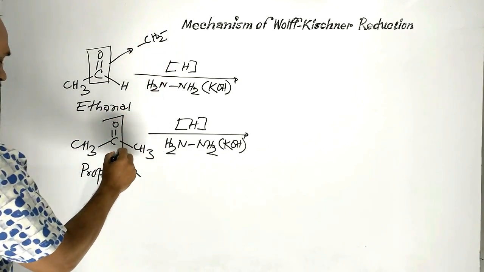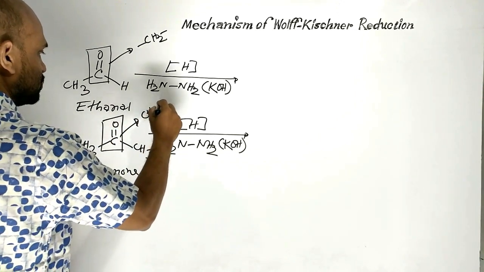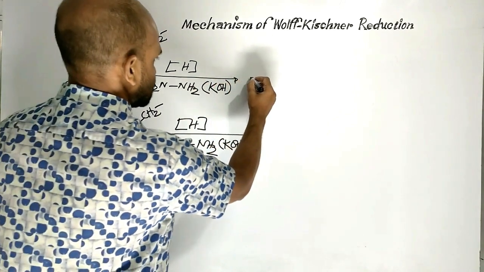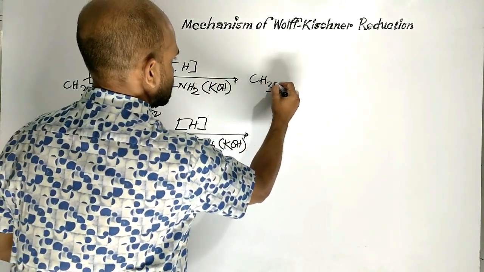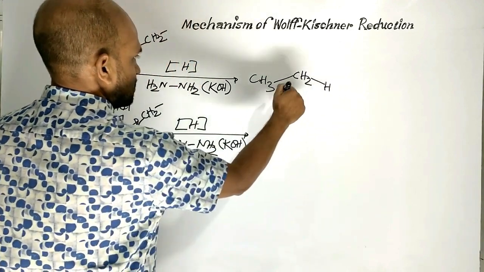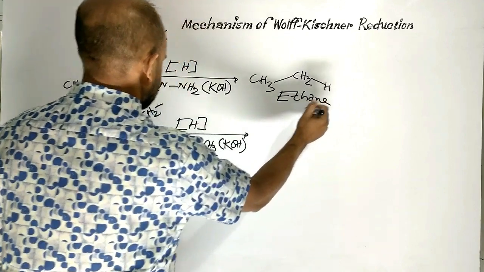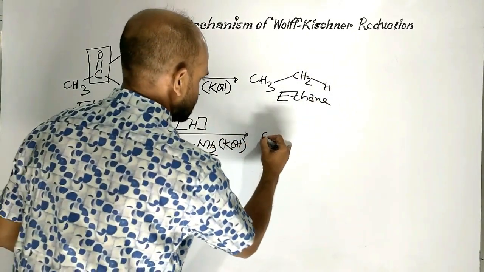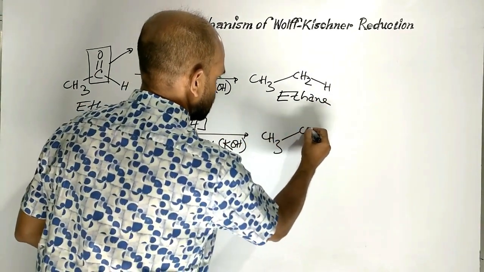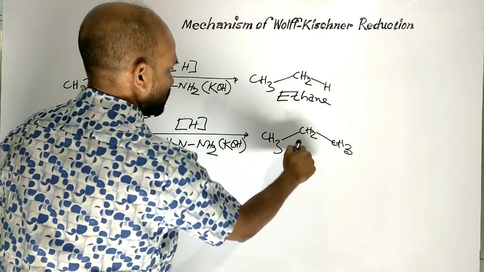Here as well, the carbonyl group turns into methylene group to form product like this: alkane, ethane. In this case, propane.